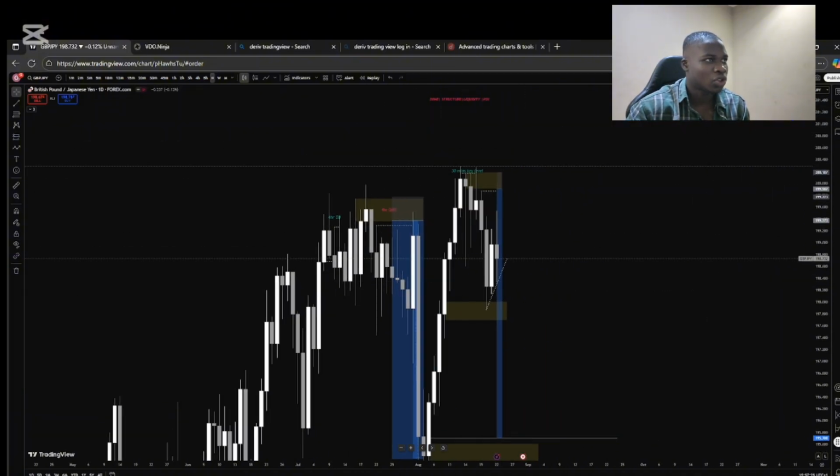There was no break of structure, because you can see after price took out this high, price took out this high, it rejected back to this low. Then the next candle that formed also closed below that low with weak momentum.